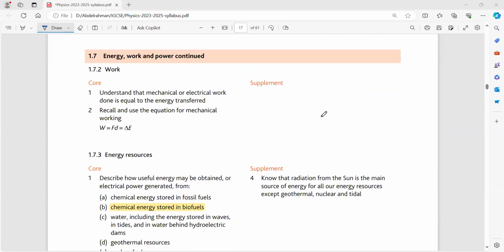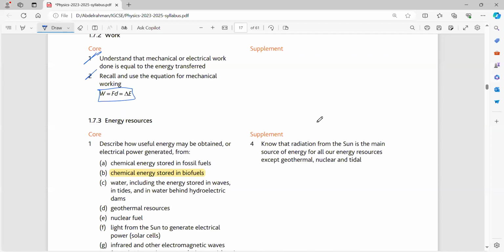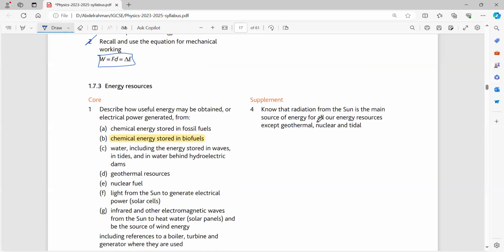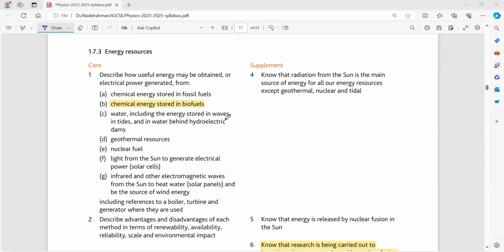Work. Work done equals force times distance moved. It's one type of the energy transferred. Energy resources. How do we produce electrical energy? How do we get all of the electrical energy we use in our daily lives? We have several sources.